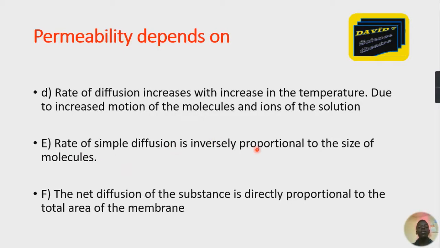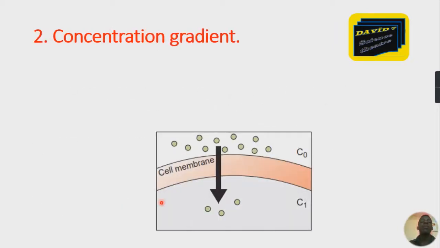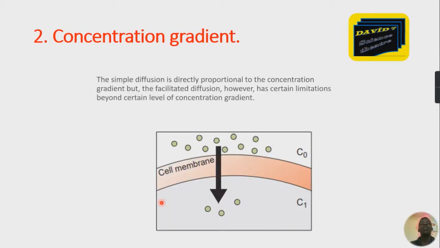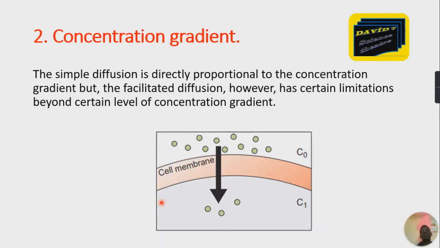Another factor is the total area of the membrane. If the total area of the membrane is larger, the rate of diffusion will also be larger, or it will be increased. This is where I say that the net diffusion of the substance is directly proportional to the total area of the membrane. Alright, so what is the effect of concentration gradient?